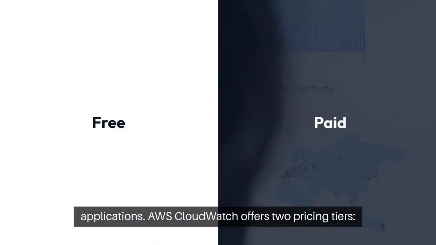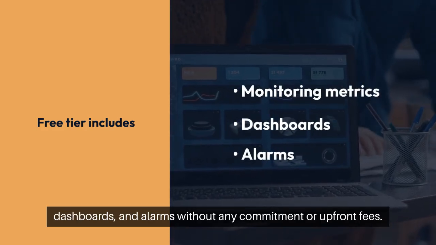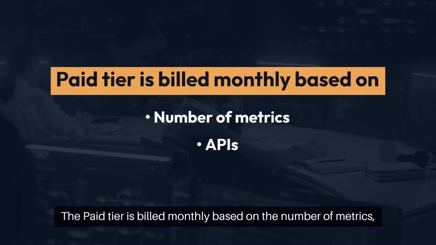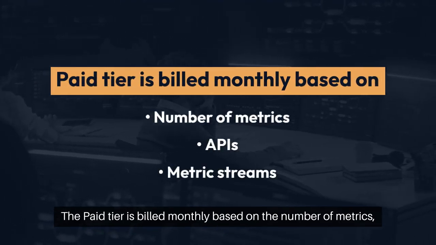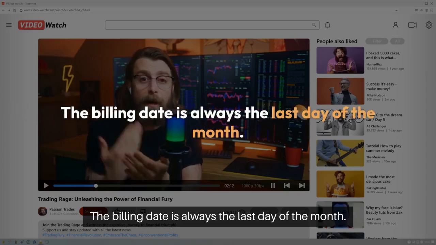AWS CloudWatch offers 2 pricing tiers, free and paid. The free tier includes monitoring metrics, dashboards, and alarms without any commitment or upfront fees. The paid tier is billed monthly based on the number of metrics, APIs, and metric streams used. The billing date is always the last day of the month.